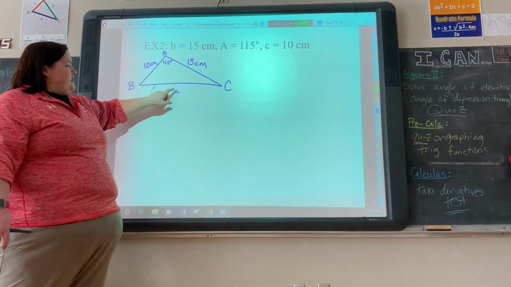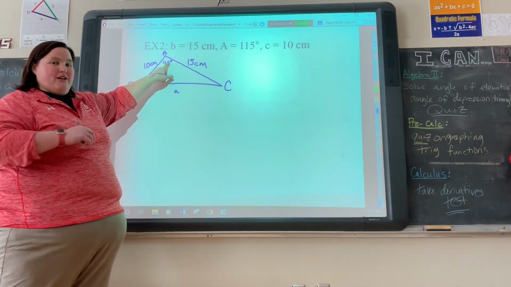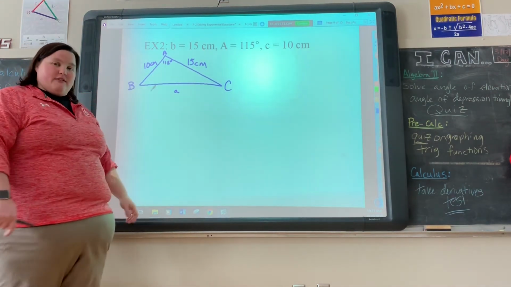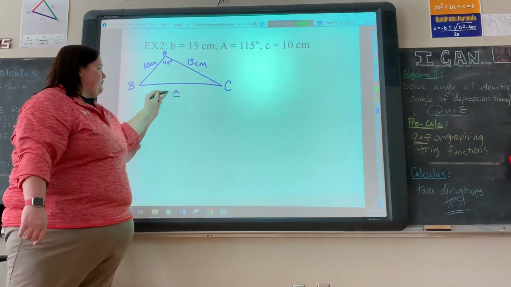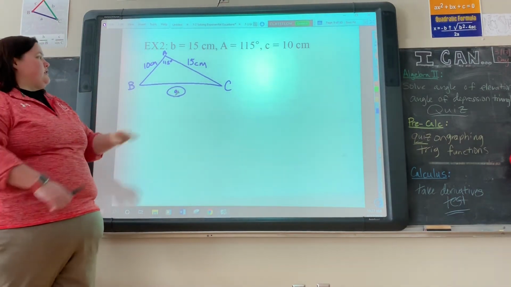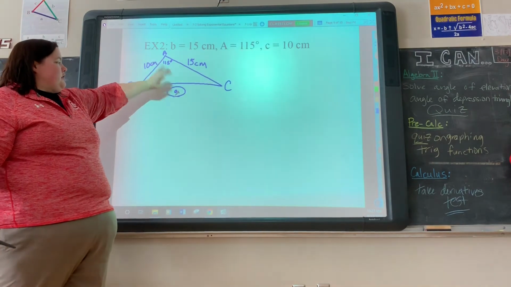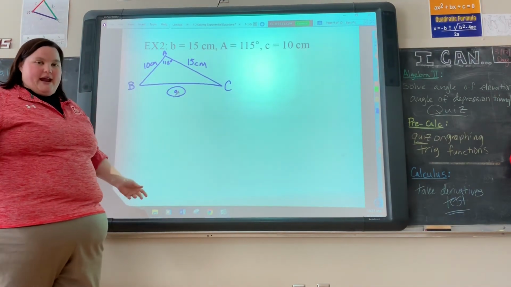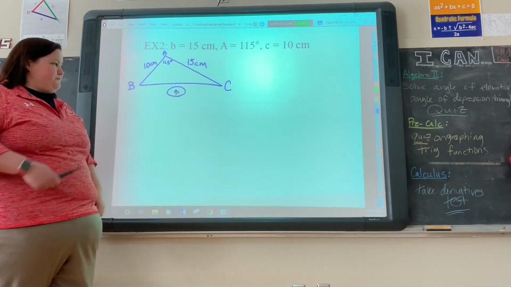Now, if I found this side that's across from the angle I do know, I could use law of sines. So that's the thing I'm going to focus on first, is finding this side. Because once I find side A, it matches the angle that I have, and I can switch and use law of sines.